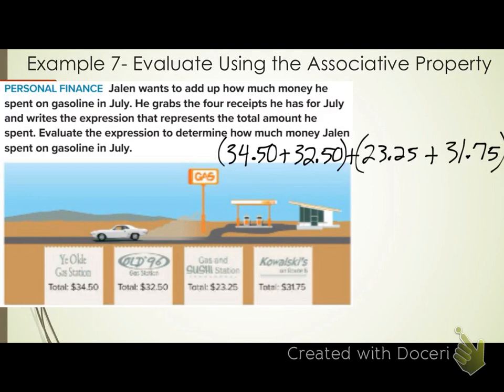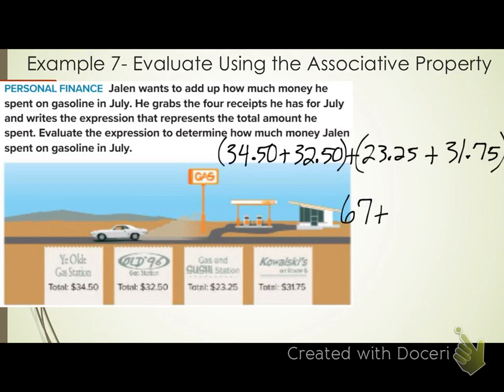$34.50 plus $32.50 would give me what? About $6, $7, right? 67. Everyone good with that? 34 plus 32 gave me the 66, plus the extra dollar from the 50 cents plus 50 cents gave me the 67. Everyone good with that? I brought this plus sign down. That's between my two parentheses.